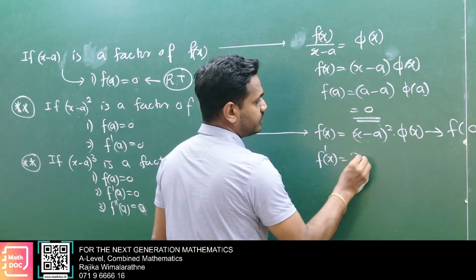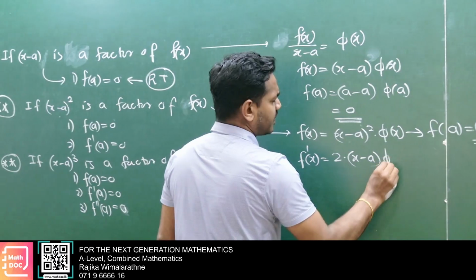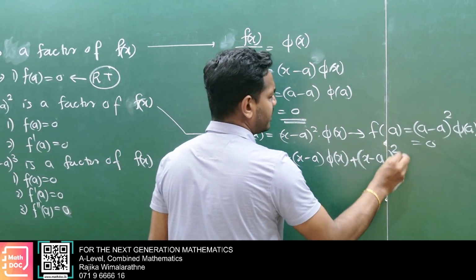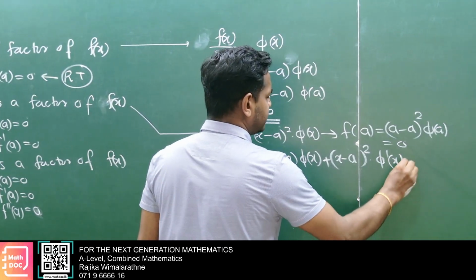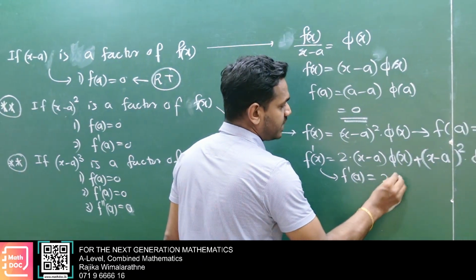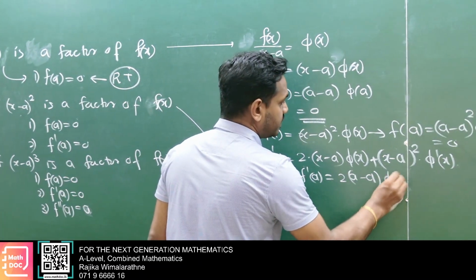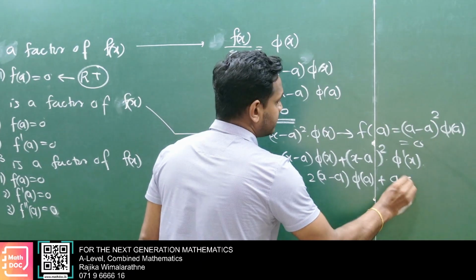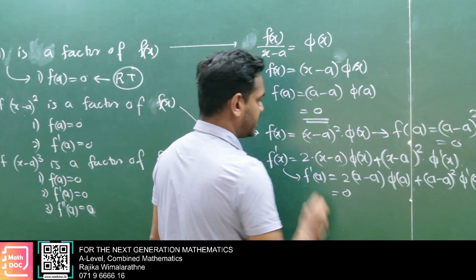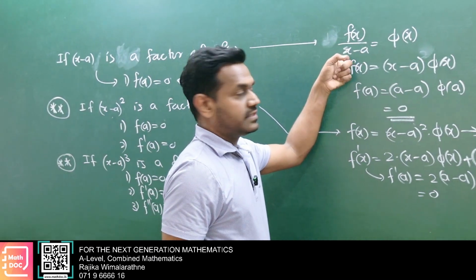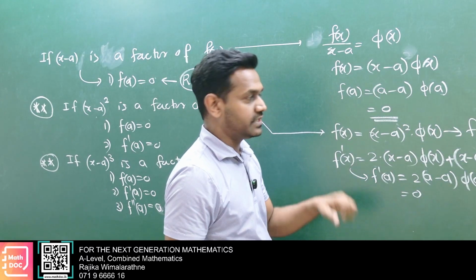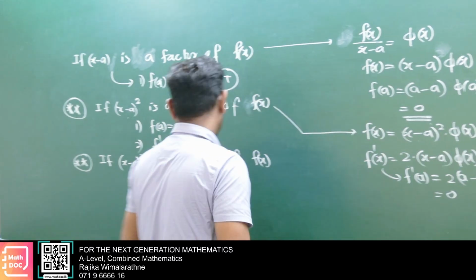Here the derivative is 2 into (x minus a) phi(x) plus (x minus a) squared phi dash x. Then f dash a equals 2 times (a minus a) phi(a) plus (a minus a) squared phi dash a, that is 0. Then remember, for one factor f(a) is 0; for a repeating linear factor, f(a) and f dash a are both 0. Okay. Then the 3 times repeated one.